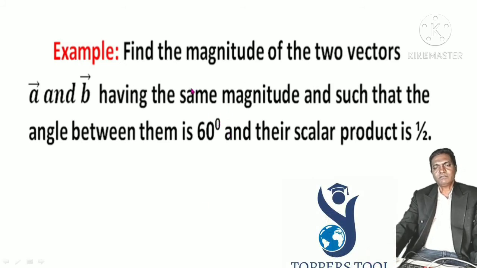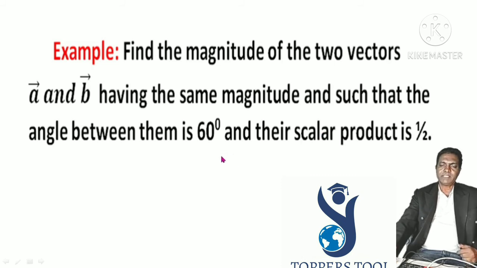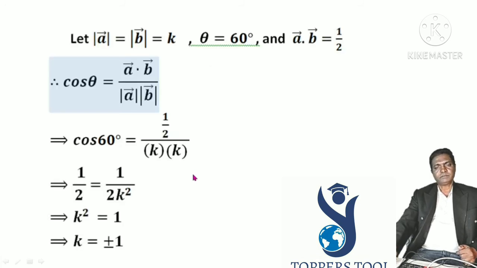Now here, find the magnitude of two vectors, vector A and vector B, having the same magnitude and such that the angle between them is 60 degree and their scalar product is 1 by 2. So here you are given two vectors such that their magnitudes are same and the angle between them is 60 degree and the scalar product, means dot product, is 1 by 2. So you have to find what is the magnitude of A and magnitude of B.